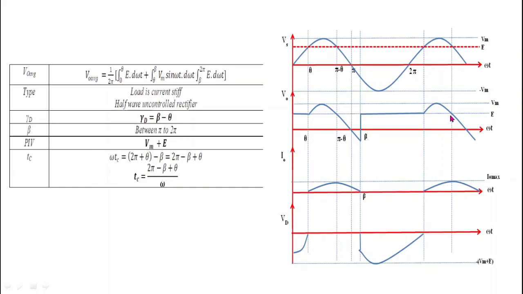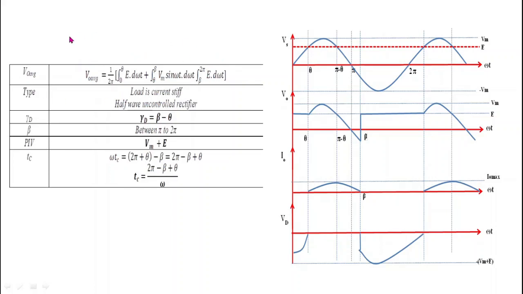So first, that is V0 average. We know that V0 has three different equations from 0 to 2 pi. First, from 0 to theta, V0 is equal to E, from theta to beta it is equal to Vm sin omega t, and from beta to 2 pi it is equal to E. That's why, to get the average value, we have to make three different integrations.